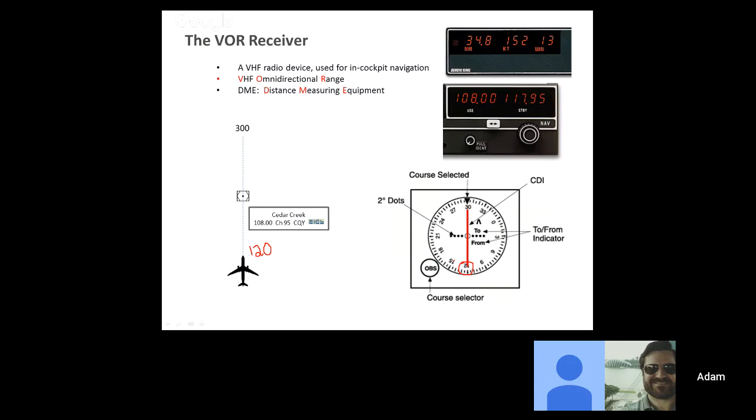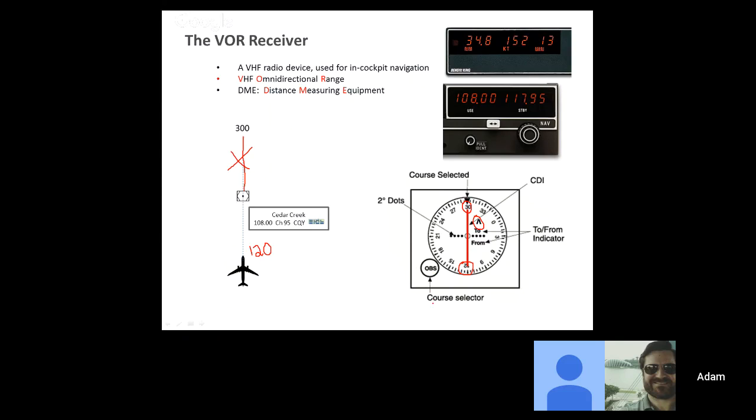So with our current course selected of 300, the VOR gauge in this airplane is telling the pilot that the 300 radial is to. You are flying to it.